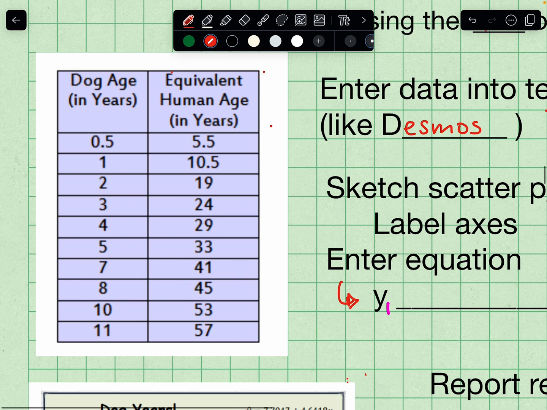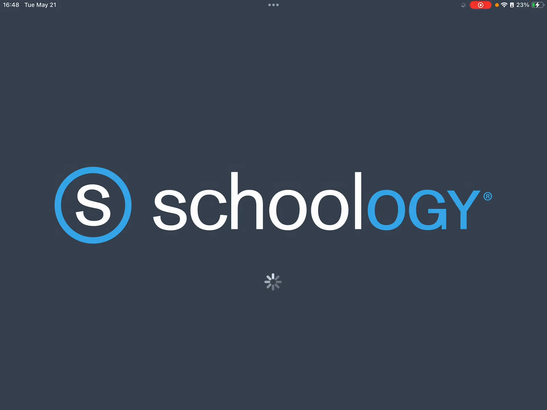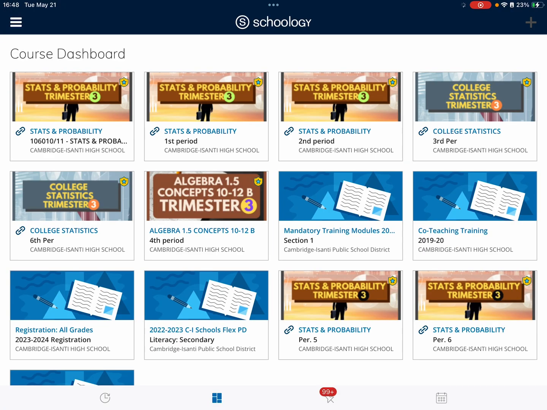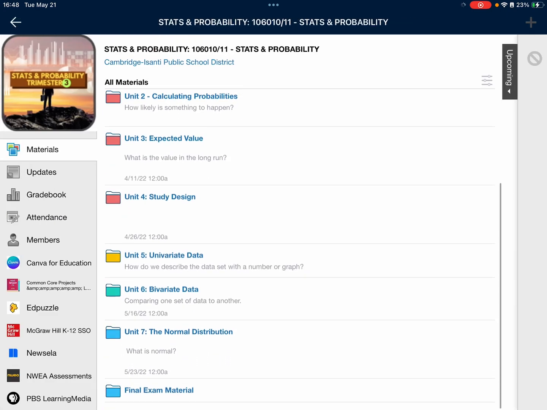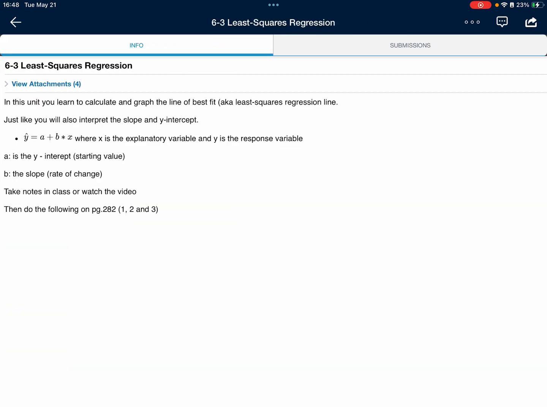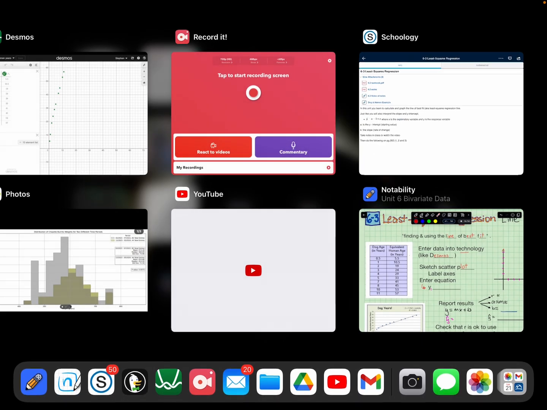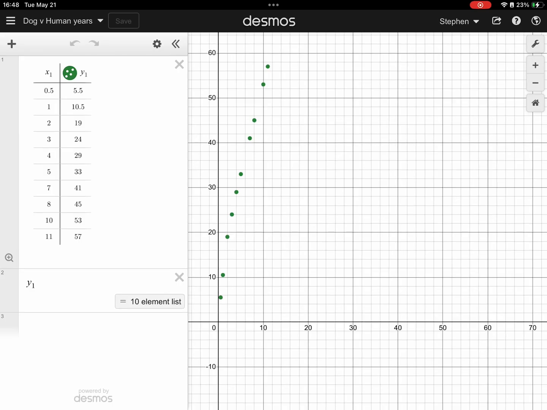Our example here is going to involve dog years and human age in years. So the first thing we need to do is take this data here and enter it into Desmos. Now, I've started this example off for you. If you go to Schoology and open this up, you will notice that there is a link to an example called human and dog years. So open Unit 6 and 6.3, and the last attachment there, it says dog and human example. Go ahead and click that open, all right? That's going to take you to Desmos, and I think I've already got it open.